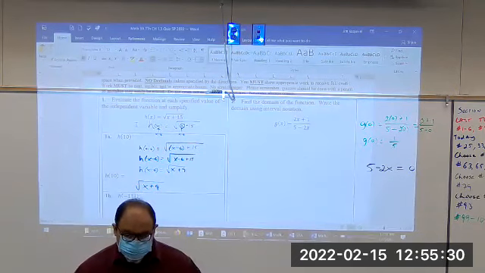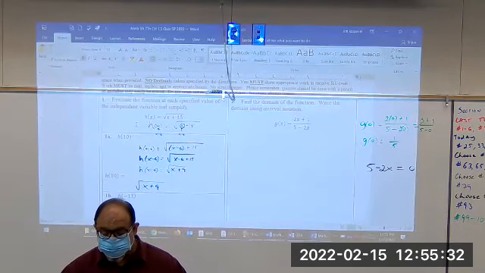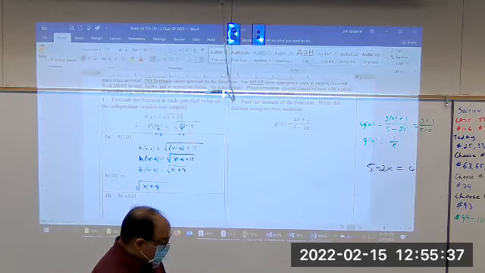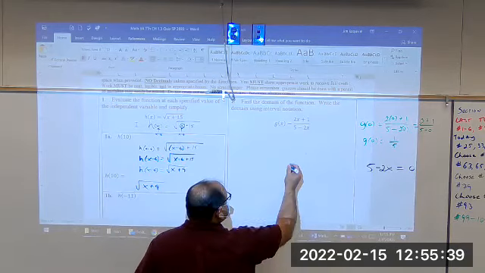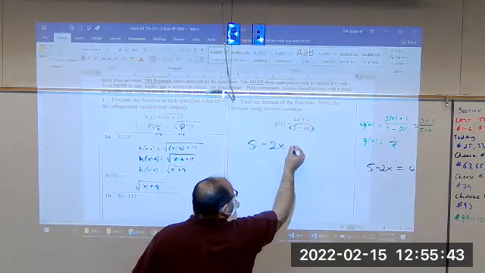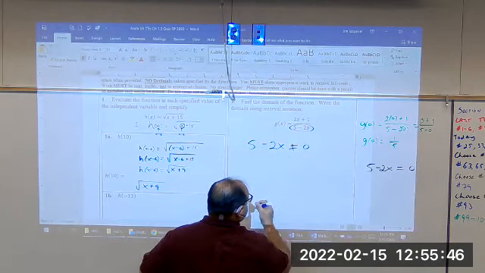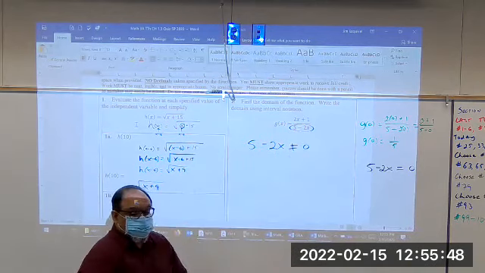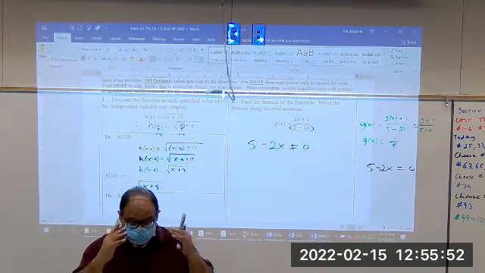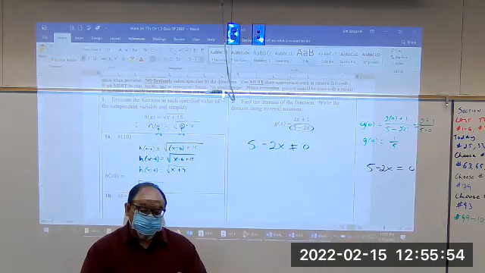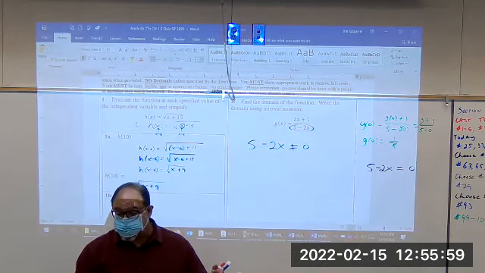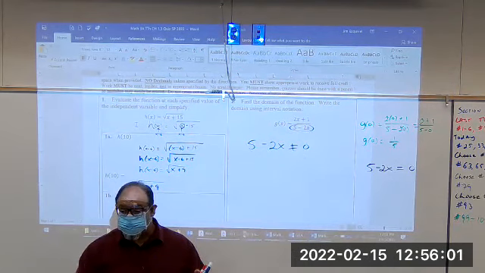Here, domain. You can't have 0 in the denominator, and you can't have a negative in an even root. So all that means is this denominator better not equal 0. Now you've got to solve for what x better not be. So it's kind of like instead of solving for what x is, you're trying to solve for what x can't be. It's the exact same process.